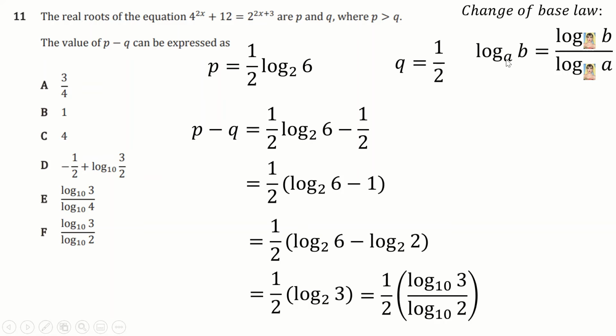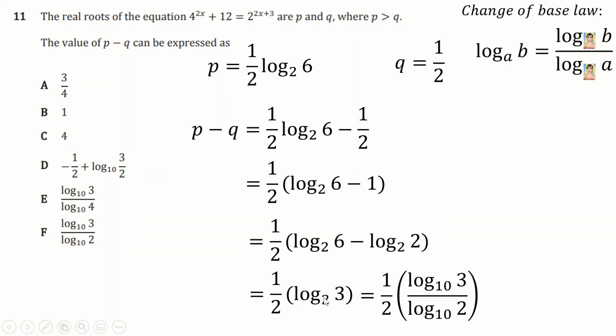If you've got log to base A of B, then that's log to base whatever you want, in this case Taylor Swift, of B divided by log to base Taylor Swift of A. And Taylor can be whatever you want her to be in this law. So it can be log base 10. You just need to put this one up here and this one down here.